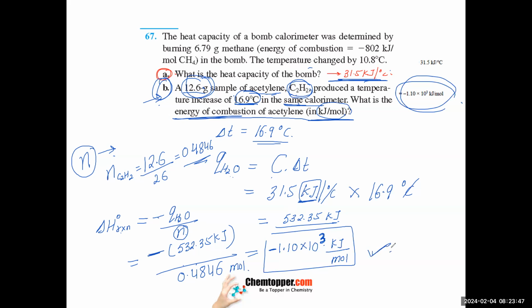So this is the question based on bomb calorimeter. In the bomb calorimeter, you have to calculate the heat capacity. Very good, Dhruv.